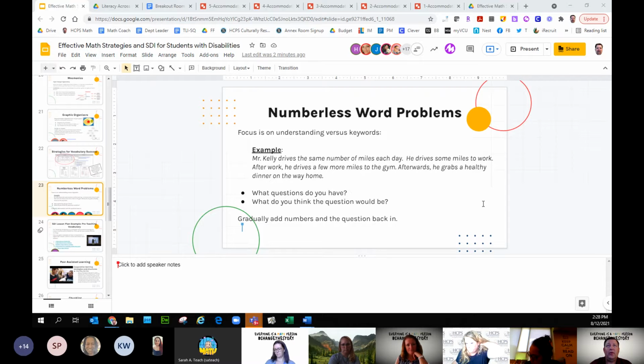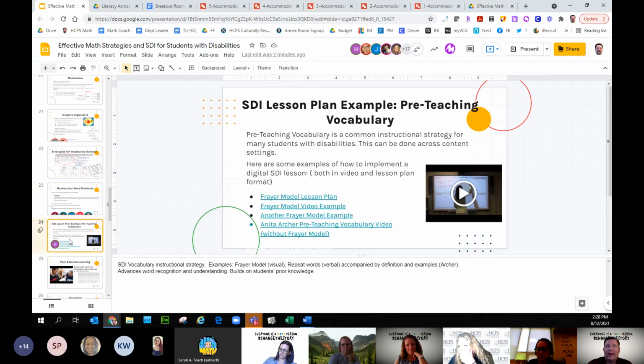So if you want some more support on numberless word problems, let us know, and we're happy to help you create or design those for individual students. All right, group 3, we had 24 and 25.